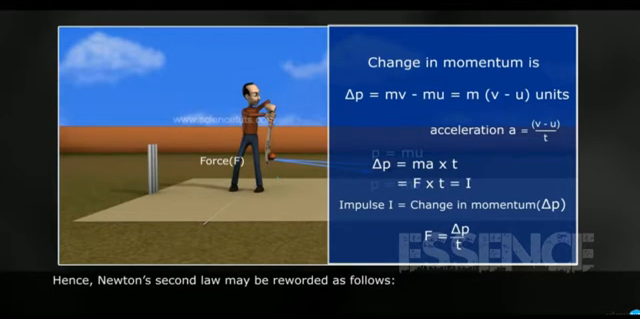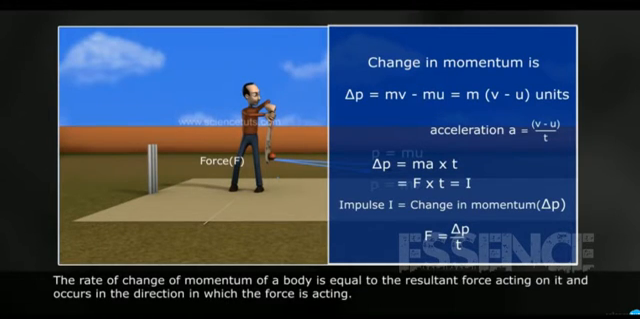Hence, Newton's second law may be reworded as follows: the rate of change of momentum of a body is equal to the resultant force acting on it and occurs in the direction in which the force is acting.